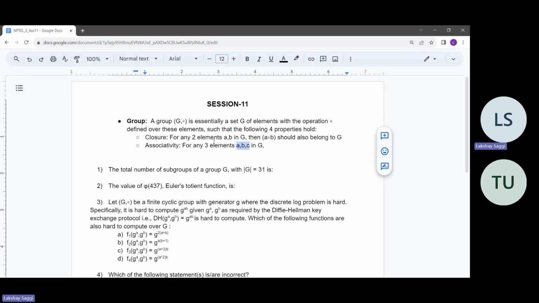So there are no distinct elements written. These are just any three elements we take from G. So if we take any three elements A, B, C from G, then the value of A o B o C should be equal to what we get if we compute A o B first and then do it with C.